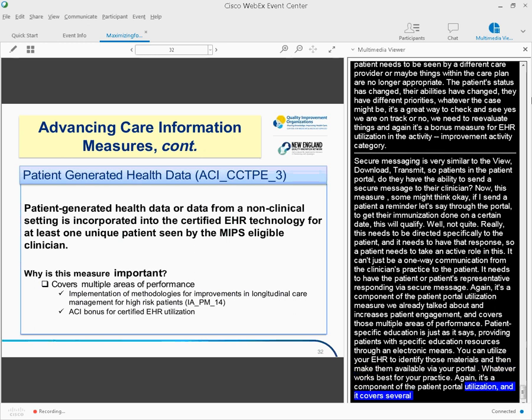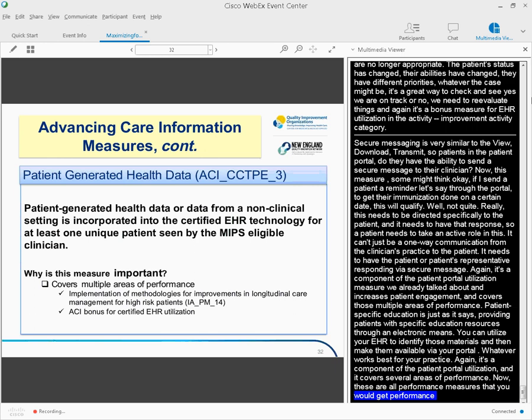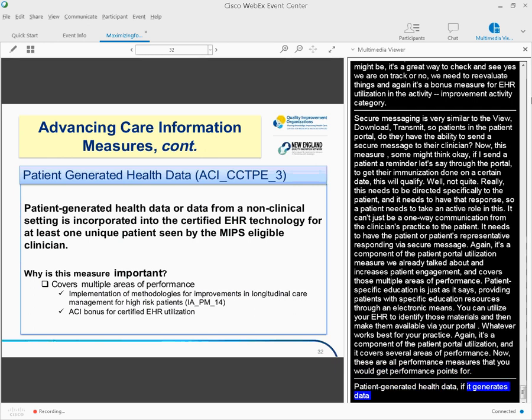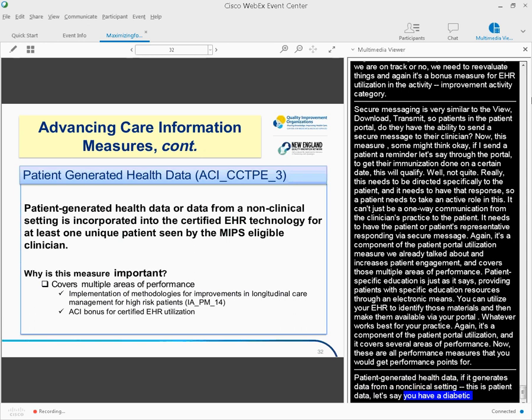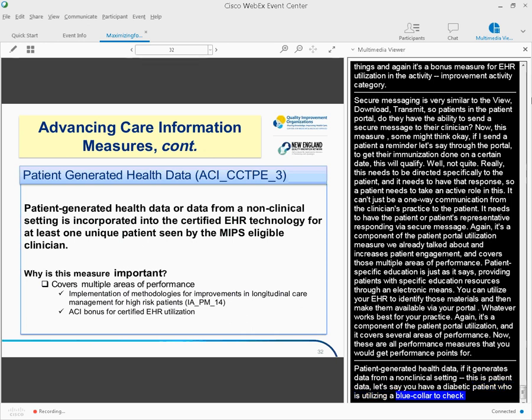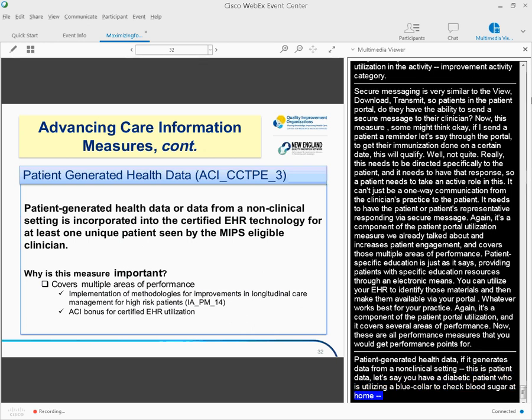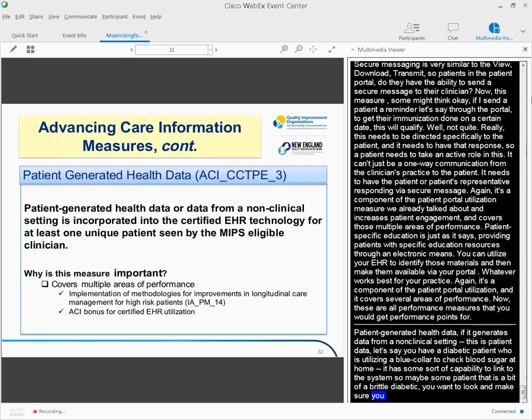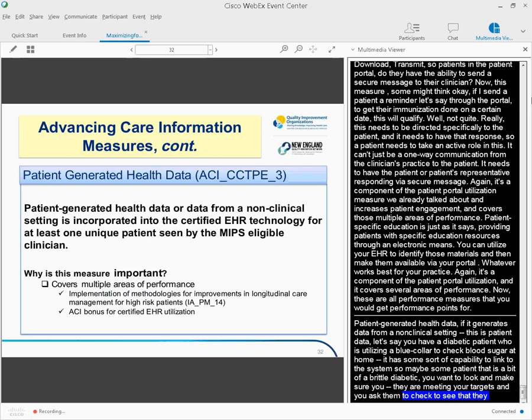Patient-generated health data, or data from a non-clinical setting. Now, this is patient data. Let's say you have a diabetic patient who is utilizing a glucometer to check their blood sugar at home that has some sort of capabilities to link into their computer system. So maybe it's a patient that's a bit of a brittle diabetic. You want to look to make sure that they're meeting your targets, and you ask them to check to see that they are within the range. They can automatically upload their data. Obviously, that's coming from a non-clinical setting because it's coming from the home or whatever other setting. They can upload that and send it right into your EHR to be included in some sort of patient-reported field.